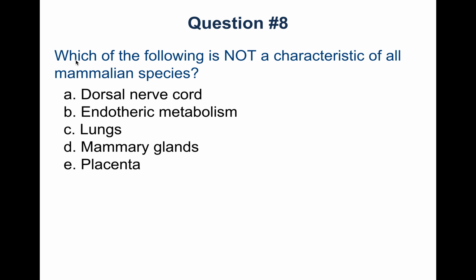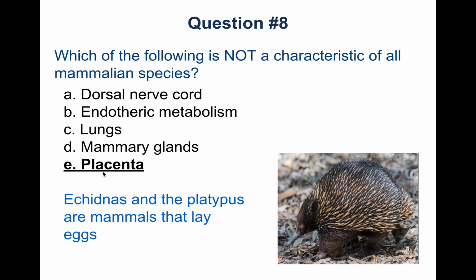All right, which of the following is not a characteristic of all mammalian species? This is placenta. All right, so all mammalian species, we've got a dorsal nerve cord, endothermic metabolism. We are endotherms. All right, we do have lungs and we do have mammary glands as well.